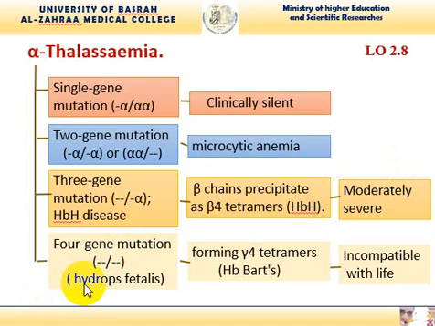The other name for it is hydrops fetalis, and this leads to the formation of gamma-4 tetramers, which is Hb Barts, and leads to hydrops fetalis. In this case, the fetus is incompatible with life.